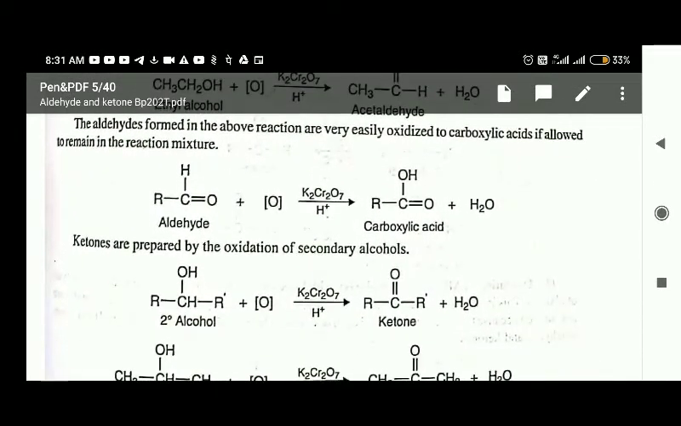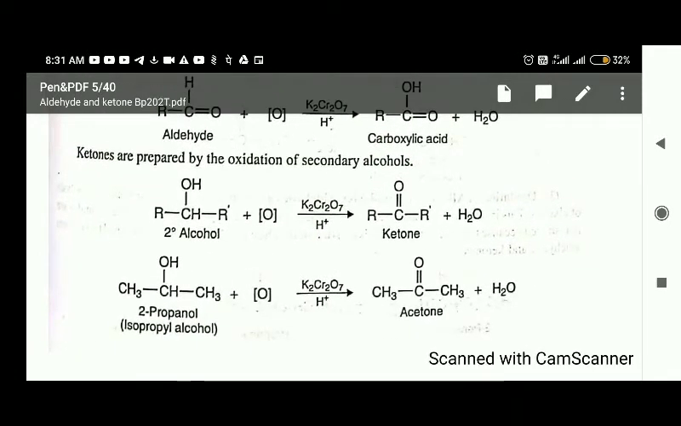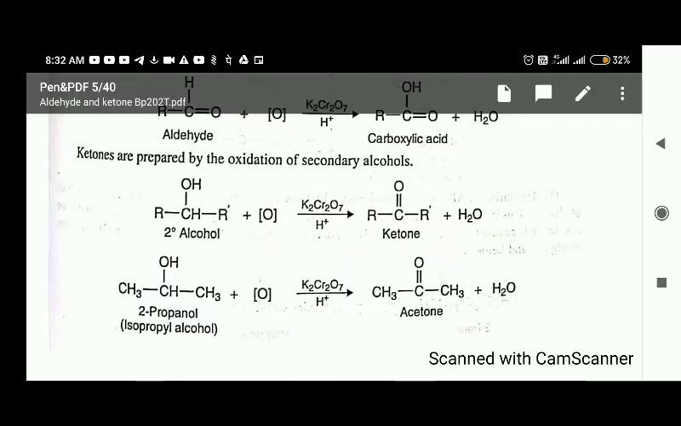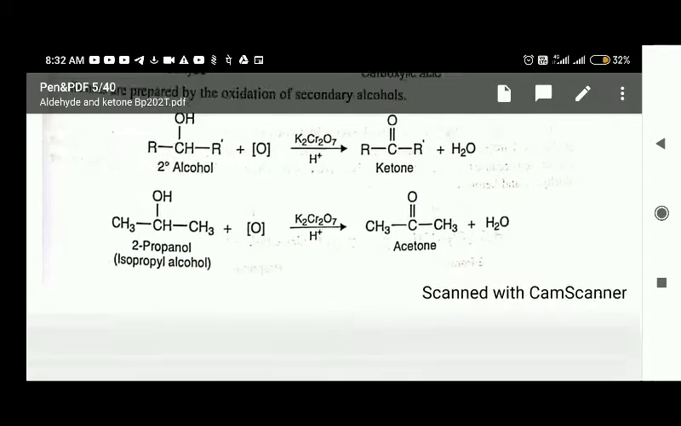Same way, carboxylic acid or aldehyde, it totally depends on the strength of the oxidizing agent you are using. Next comes your secondary alcohol. Secondary alcohol upon oxidation using K2Cr2O7 is going to give you the ketones. So remember again, secondary alcohol is going to give you ketones. Secondary alcohol will give acetone or ketone.